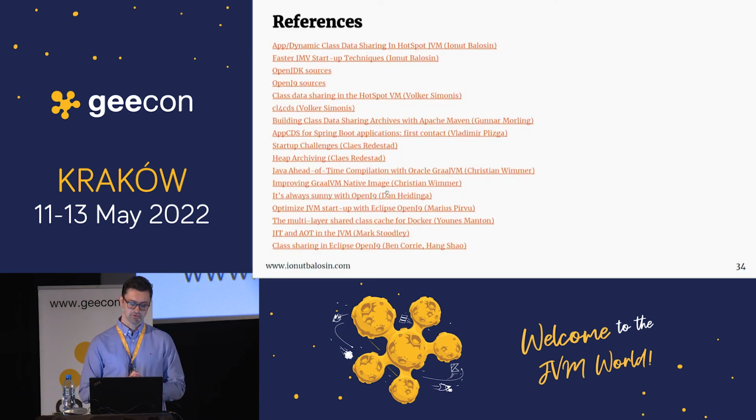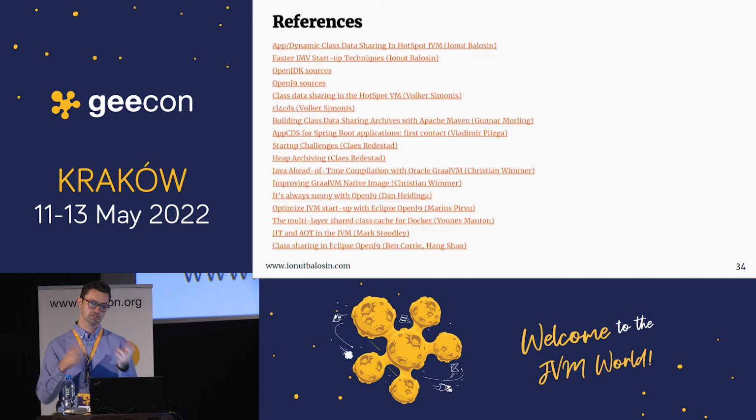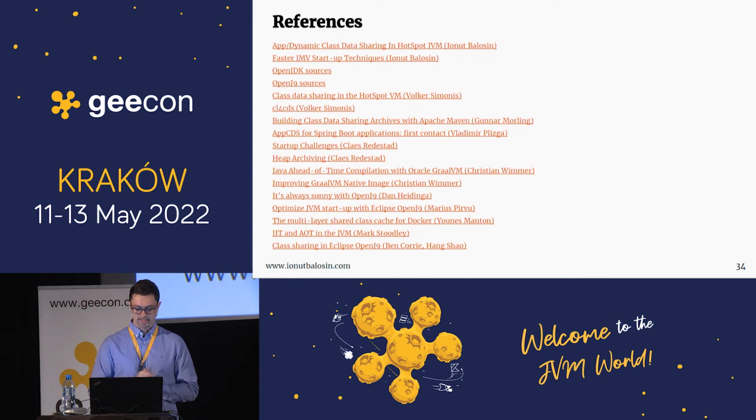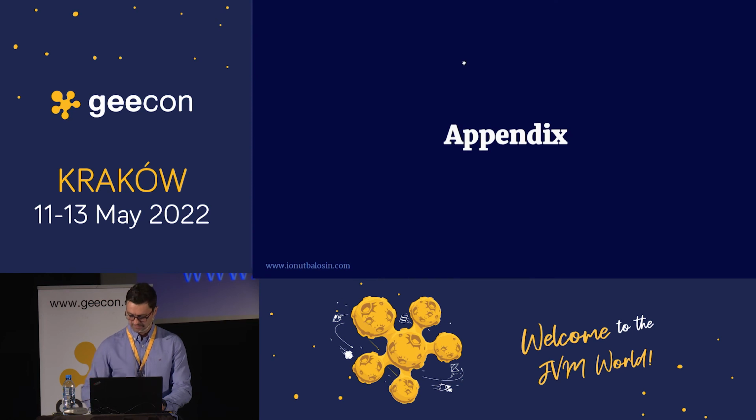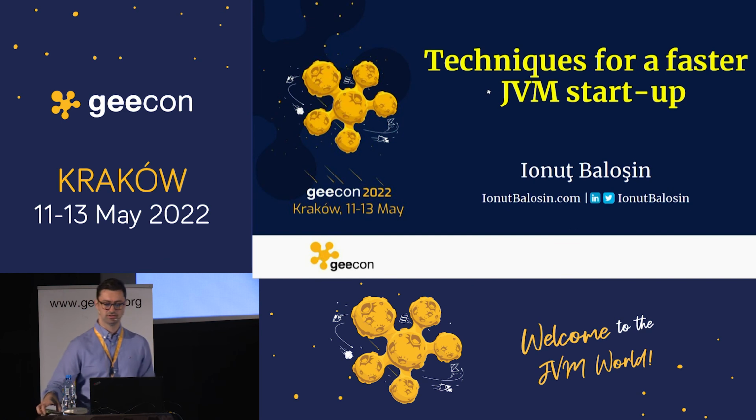I have quite a lot of resources for this talk. So the article that I mentioned, I explained quite in depth AppCDS and dynamic CDS from HotSpot. You have these faster JVM startup techniques on GitHub, where you can just copy paste the command lines and try it with your project. Of course, I also had to look inside the OpenJDK sources, OpenJ9 sources, especially for the structures and so on and so forth. Okay, that was all. I think now it's the moment to look at the questions.